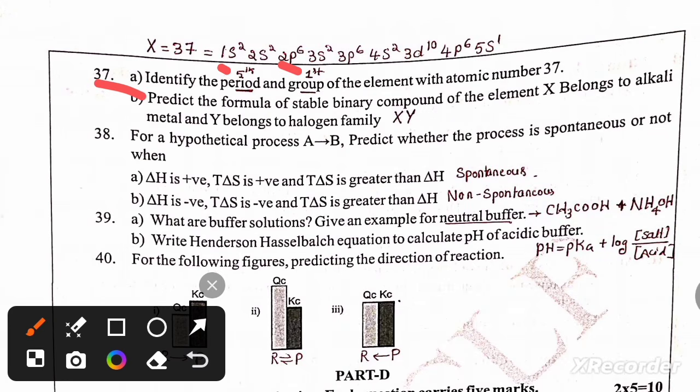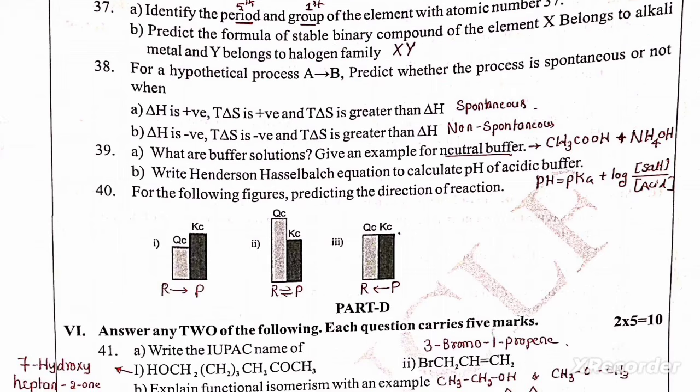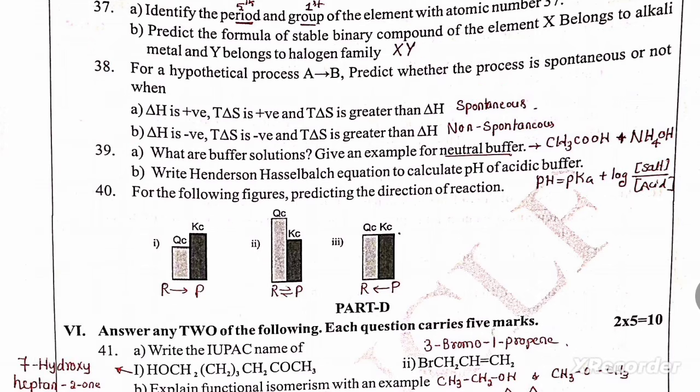The second sub question is to predict the formula of the stable binary compound of the element X, which belongs to the alkali metals, and Y, the halogen family. So the alkali metal valency is 1 and the halogen valency is also 1, then the compound will be XY. XY is the answer. Now the 38th question. In the given condition, we need to find out whether the reaction is spontaneous or not. So in condition A, the reaction is spontaneous, and in condition B, the reaction is non-spontaneous.